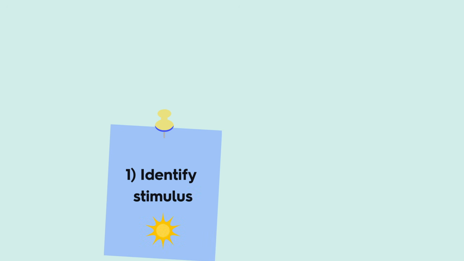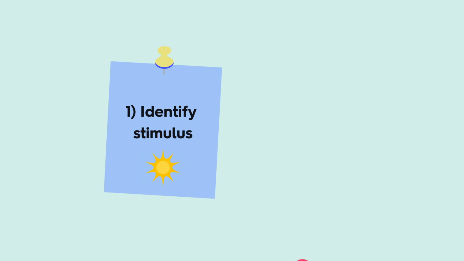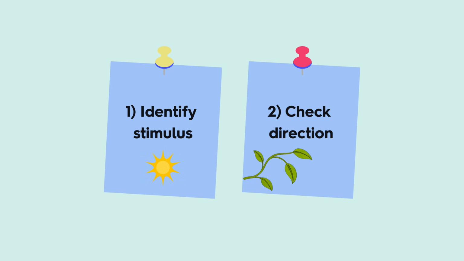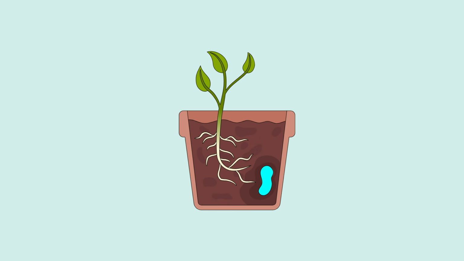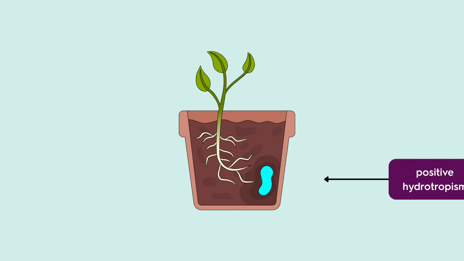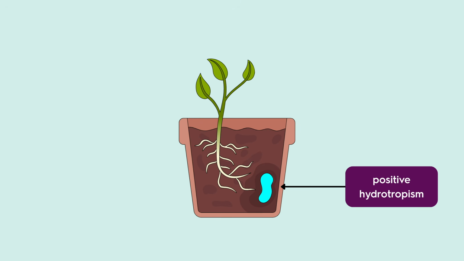Here's a fast way to classify anything you see. First, identify the stimulus, then decide whether the growth is toward it or away from it. Roots curving toward moisture is hydrotropism, and because it's toward, it's positive.